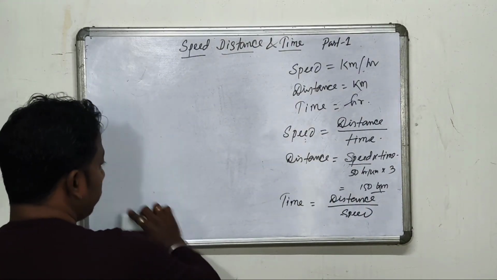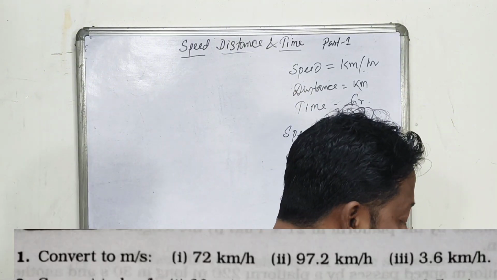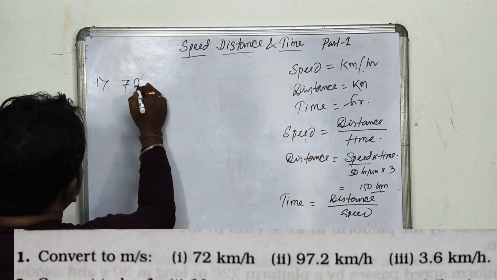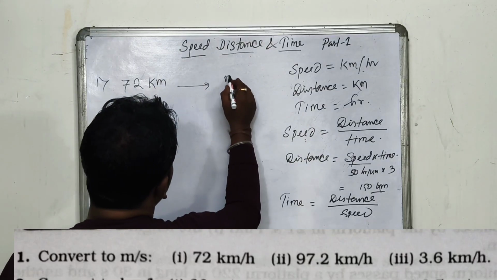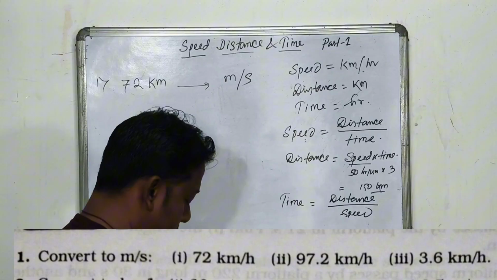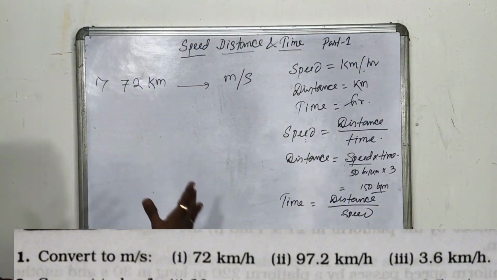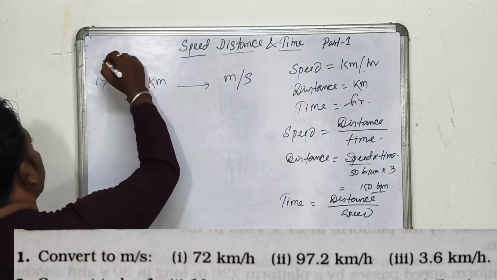Now the first question: convert 72 kilometer per hour into meter per second. So the given value is 72 kilometer per hour, convert it into meter per second. You are in class 7, so you know that.